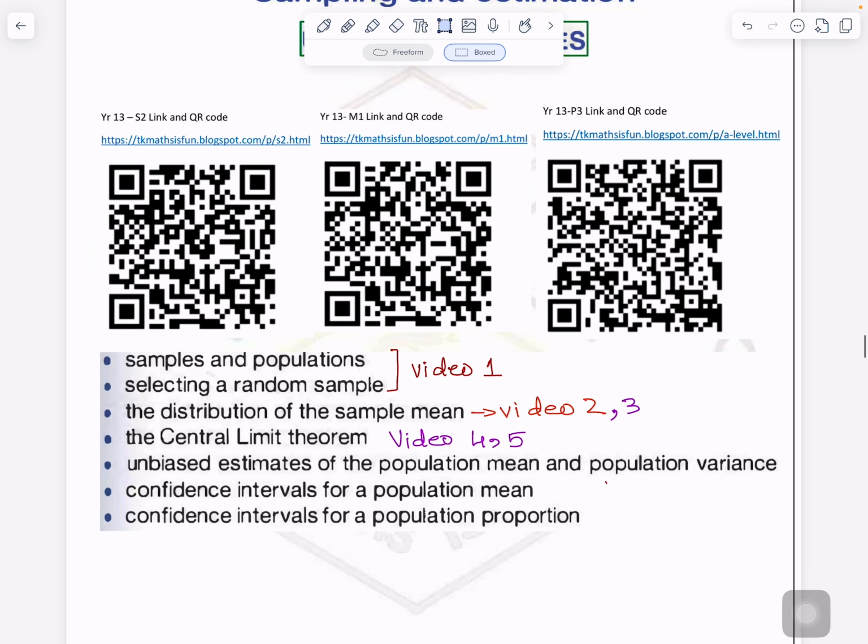In the previous videos, we have covered these concepts. I have written here which concept is covered in which video: sample, population, random sample, distribution of the sample mean, and central limit theorem. These are done. And this is video number 6, in which we will cover population mean and population variance of unbiased estimates. So let's start.